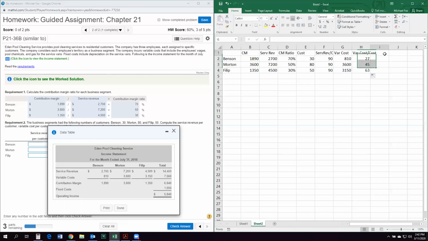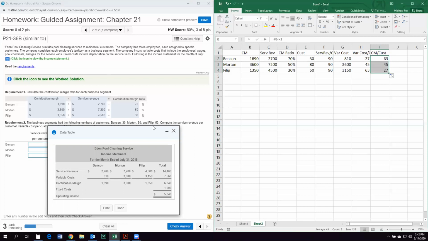And then finally, they want our contribution margin per customer. So we can either take our revenue per customer minus our variable cost per customer. That's one way to get contribution margin per customer. The other is to take our contribution margin and divide it by the number of customers. So that would work as well.